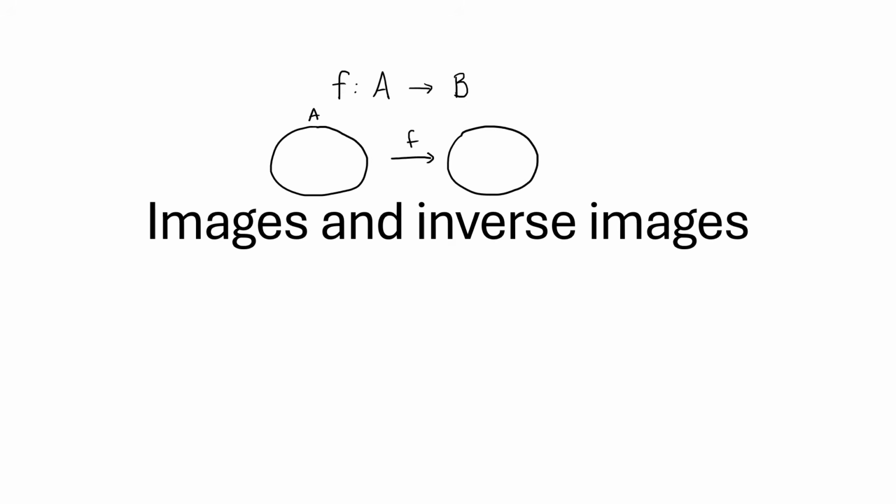In this video, we are taking a very quick look at the idea of images and inverse images when dealing with functions. So suppose we have a function defined from a domain A to a codomain B. So let's say this is our domain A, the function acts on it, and then we have our codomain B over here. What would happen if we restricted the domain?